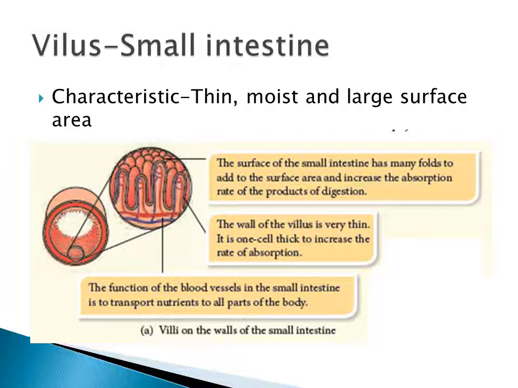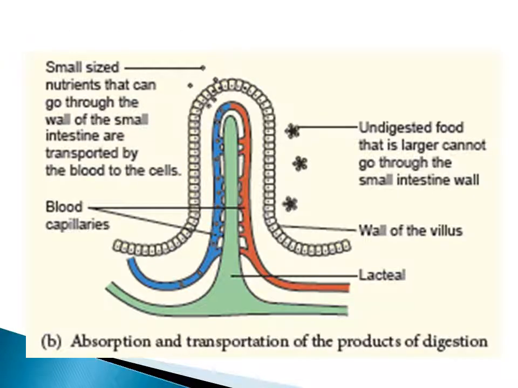And it is surrounded by a network of blood capillaries. So you can observe this in this structure. This is a single villus. The green structure is the lacteal, which transports fat-soluble products, which are fatty acid, glycerol, and fat-soluble vitamins. And the blue and red structures are blood capillaries. They transport glucose, amino acid, as well as water-soluble vitamins and minerals.